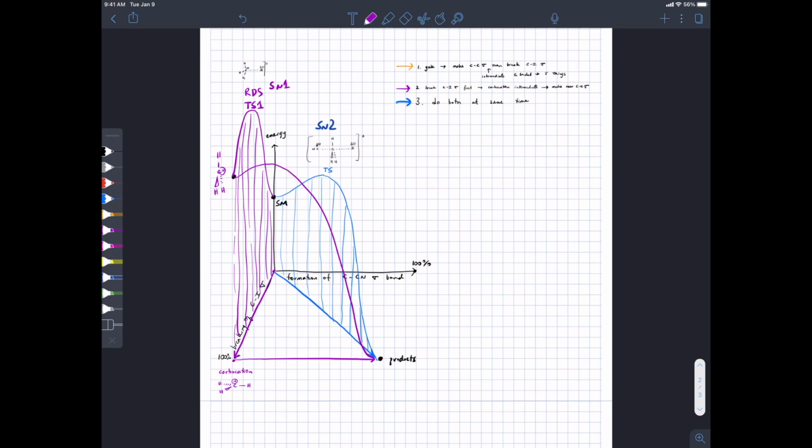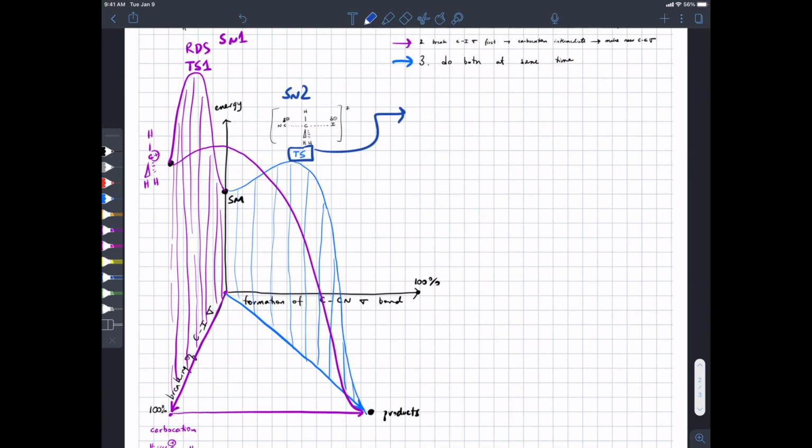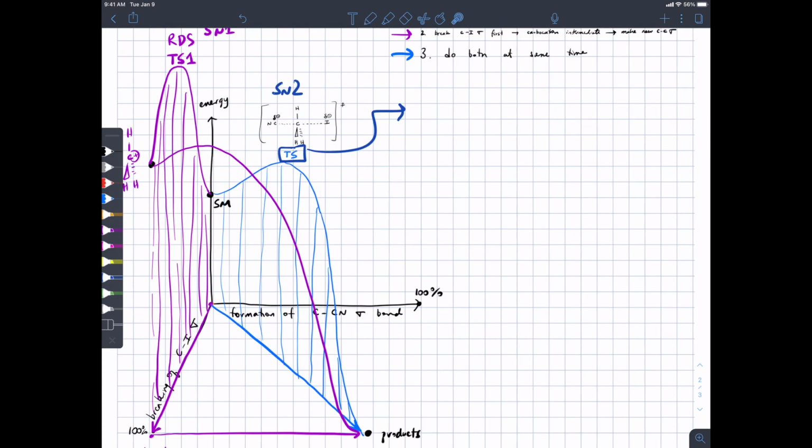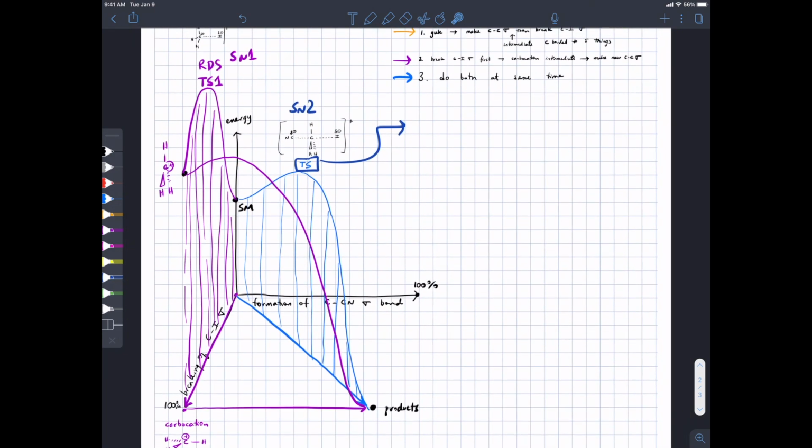So let's talk about some things that can change the barrier height of this SN2 transition state. And you might expect for SN2, the rate of the reaction depends on not only the structure of the alkyl halide, but also on the nucleophile that you're using. So the barrier height for the blue transition state increases as we go from methyl to primary to secondary to tertiary alkyl halides.